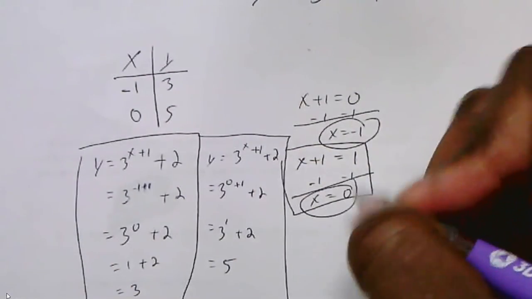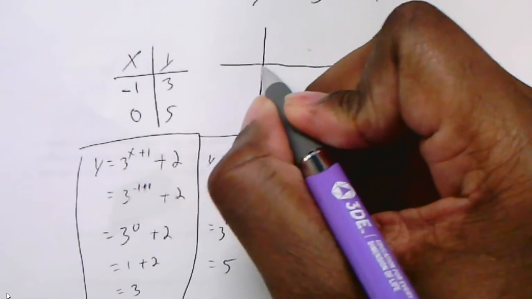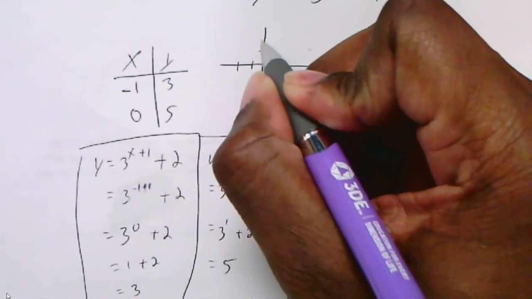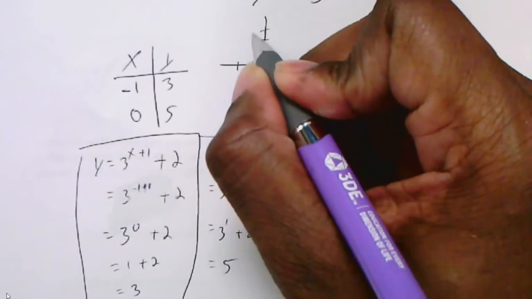Now I've got 2 ordered pairs. If I actually plot those 2 ordered pairs, one point is going to be at (-1, 3), so we plot that point at -1, 3.